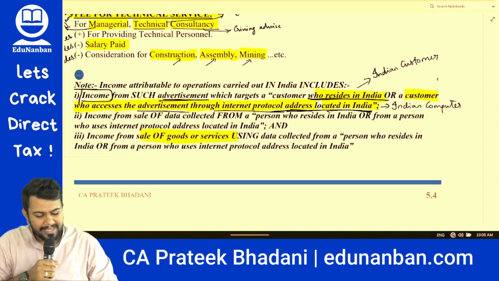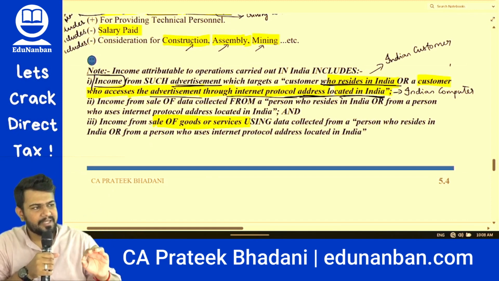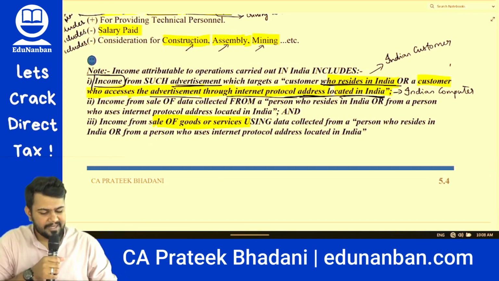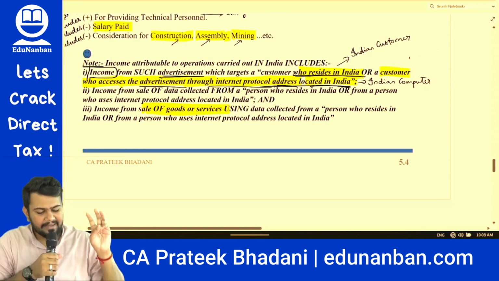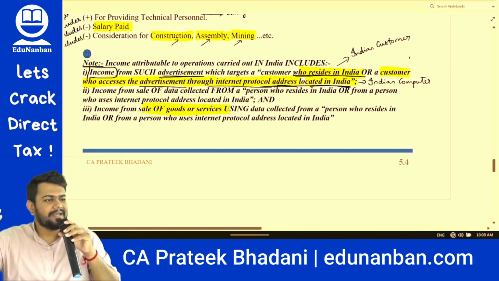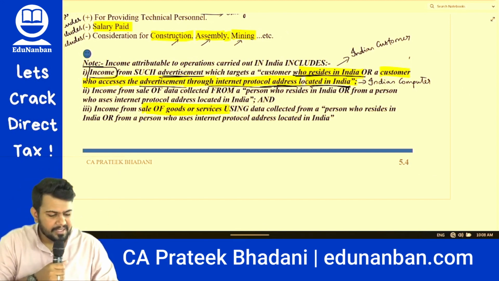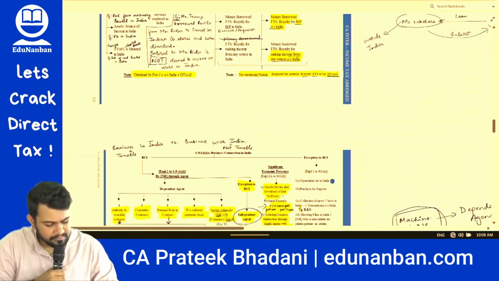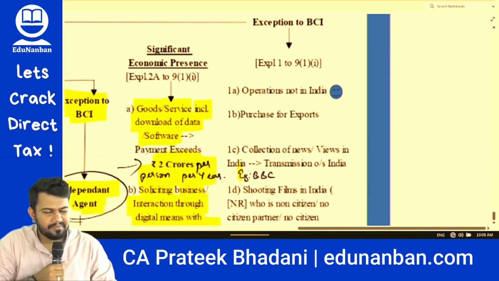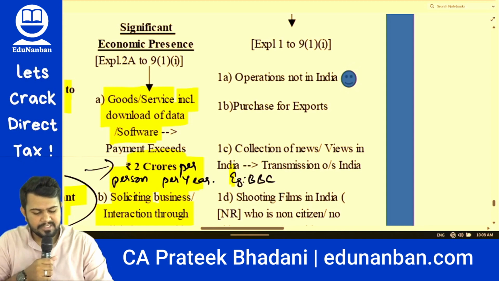Number 2, income from sale of data collected from Indian customer, Indian computer will be considered as operation in India. And third one, income from sale of goods or services using that data to Indian customer and Indian computer will be considered as operation in India. So operation in India is business connection, operation not in India is exception to business connection.